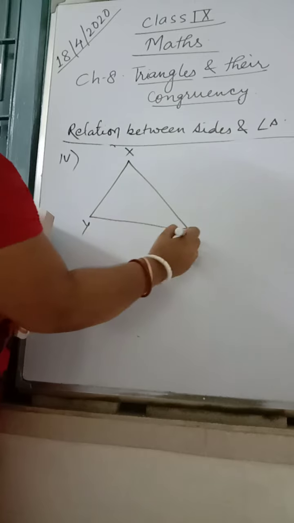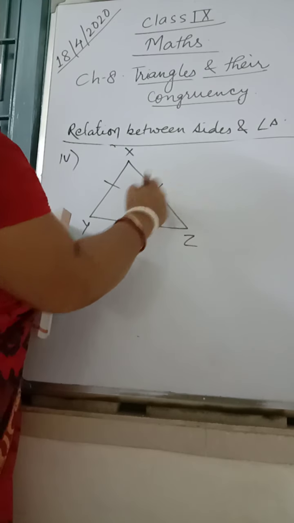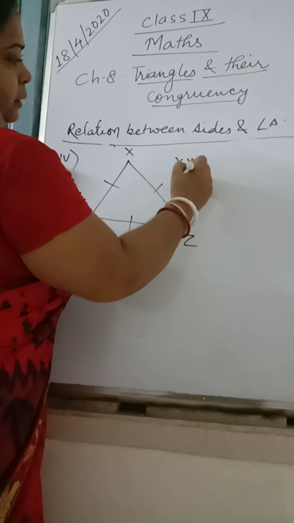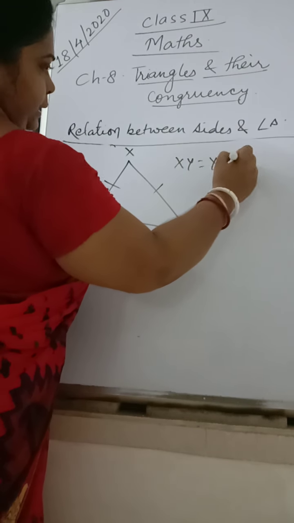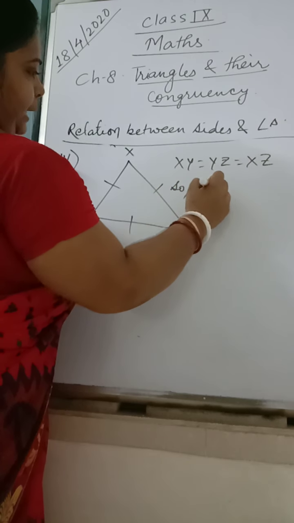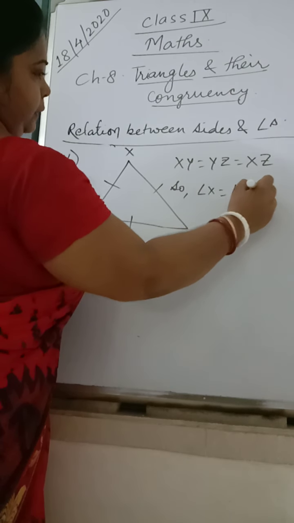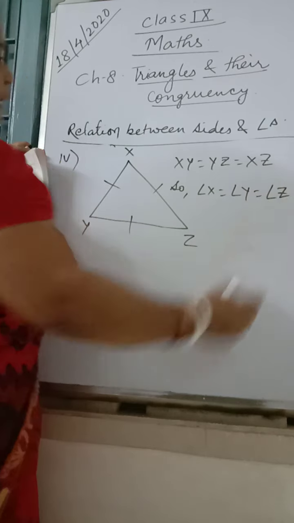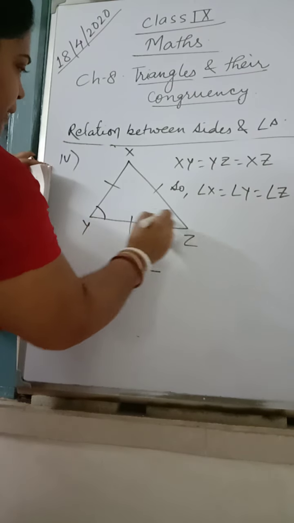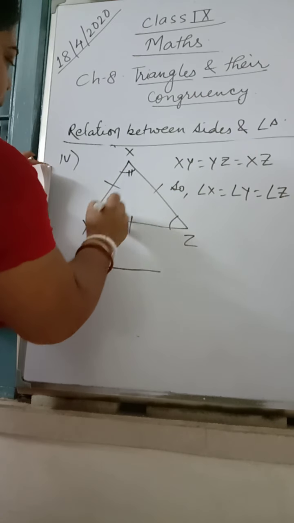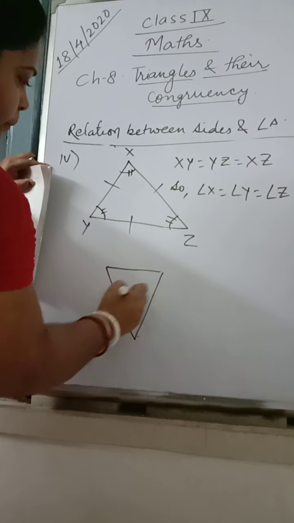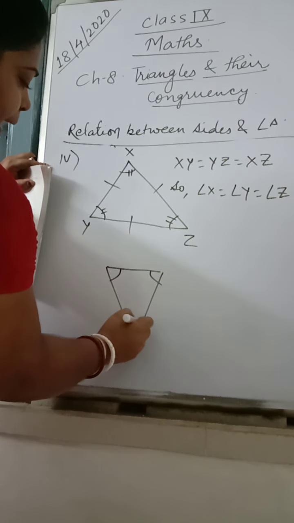XYZ, we have a triangle with three equal sides. Given XY is equal to YZ is equal to XZ, so angle X will be equal to angle Y will be equal to angle Z. The converse is, if we have a triangle with three equal angles, these three sides are also equal.